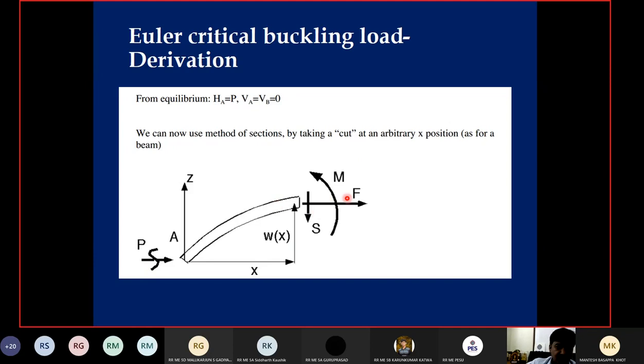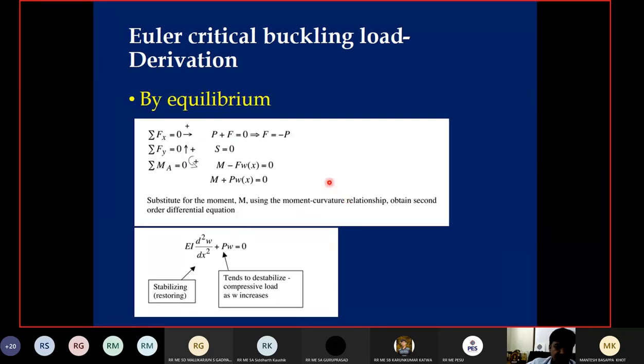You can find the equilibrium equation, where in place of M you get M plus Pw. Once you get M, because it's closely related to bending, you can easily relate to that formula, put that formula in place of M, and you get the equation. And this particular equation is the differential equation. This is the second-order differential equation, and it is going to talk about the system's behavior.